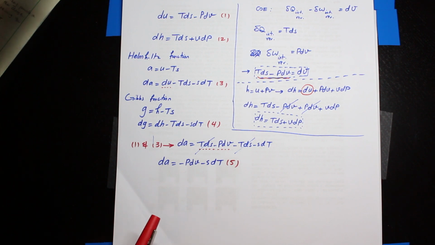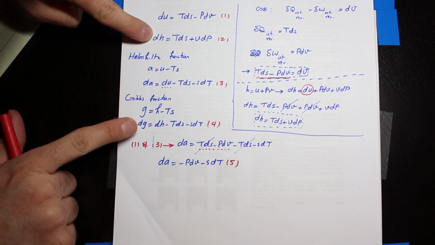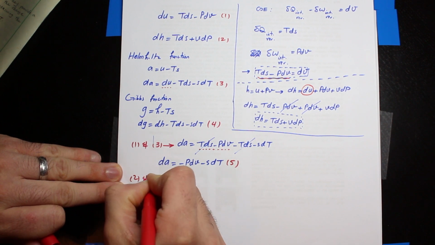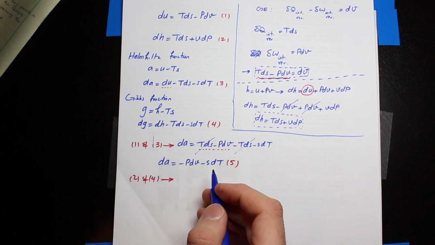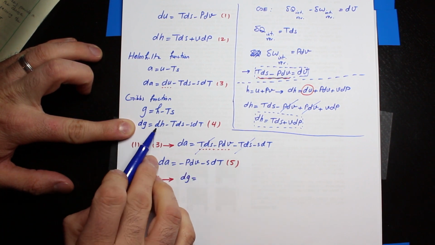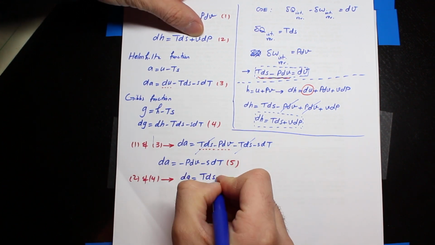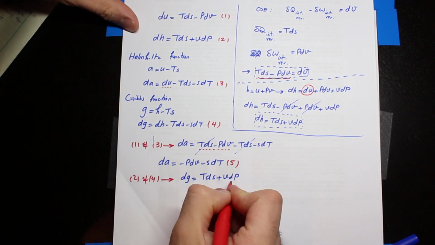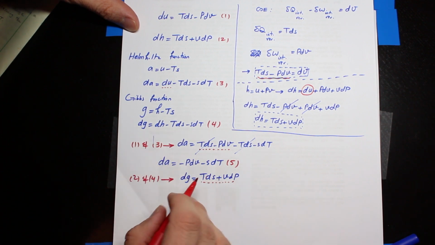For the next step, I'm going to combine equations 2 and 4. Previously I combined 1 and 3, but now I'm going to combine 2 and 4. I will start with dG, the left hand side of equation 4. So dG is equal to dH, but instead of dH, I will write TdS plus VdP.